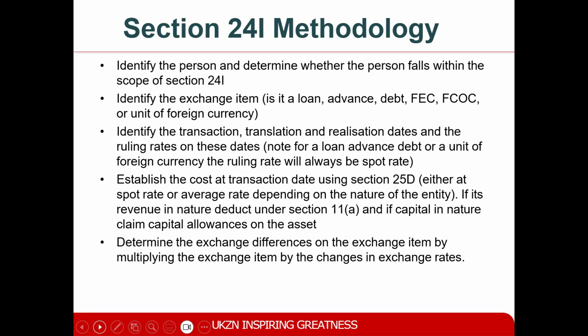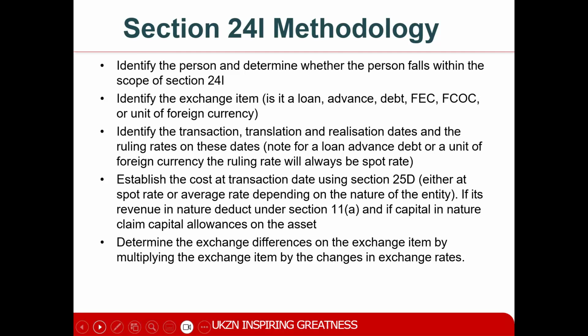Then you need to establish also the cost at the transaction date. What cost is it? We can use the spot rate, or, if it's a natural person or a non-trading trust, we can use an average. That's Section 25D(1). It's a rule, the spot rate. Section 25D(2) talks about companies that are permanent residents in South Africa. Section 25D(3) talks about natural persons and non-trading trusts. They may use any of the two. If it's revenue in nature, deduct under Section 11A, and if capital in nature, claim capital allowances.